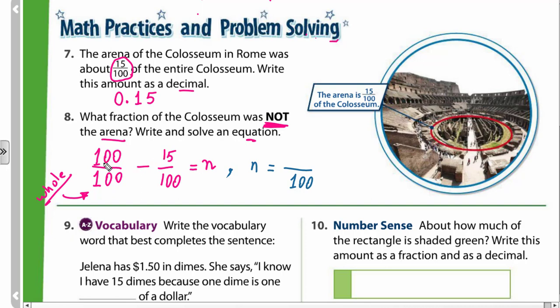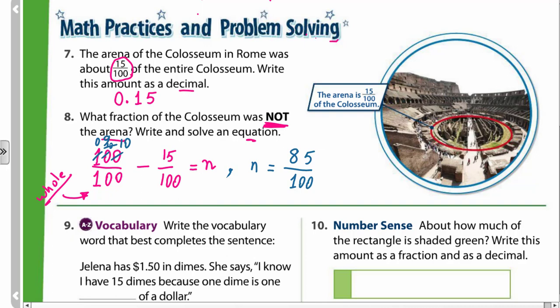Okay, so we will borrow from the next. It is 0 also. So the next it's 1. So this 1 will be 0, and this will be 10. Take 1 from the 10, it will be 9. And this will be 10. So 10 minus 5 is 5. And 9 minus 1 is 8. Okay, so it's 85 over 100 or 85 hundredths.